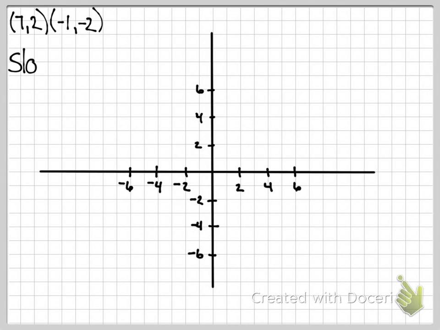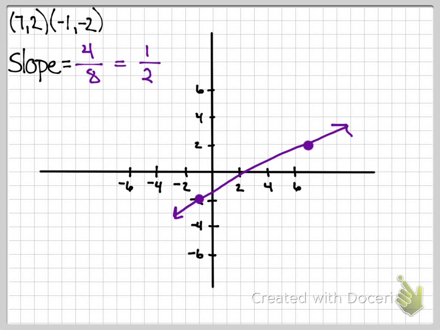So over 7, up 2, left 1, down 2, draw your line. Does your graph look like that? Okay, so now you're going to count. How many did you rise? 4. You rose 4. How many did you run? 8. 8. And then you reduce to 1/2, and you're done.